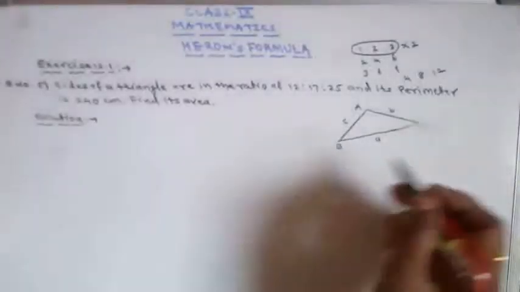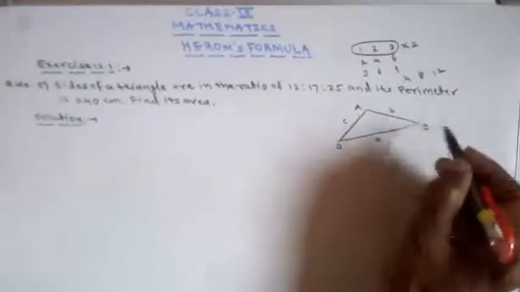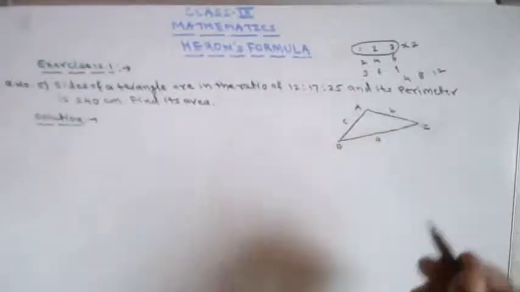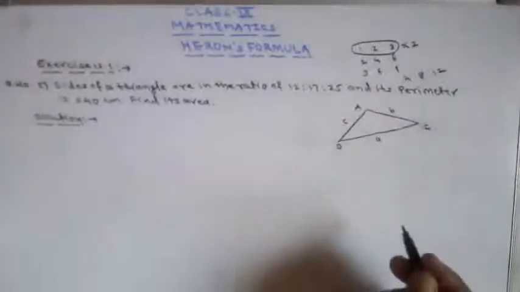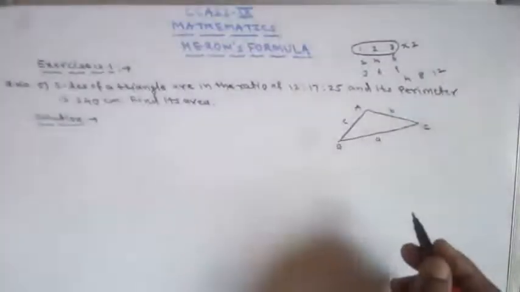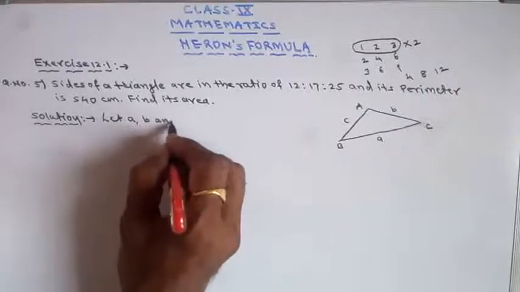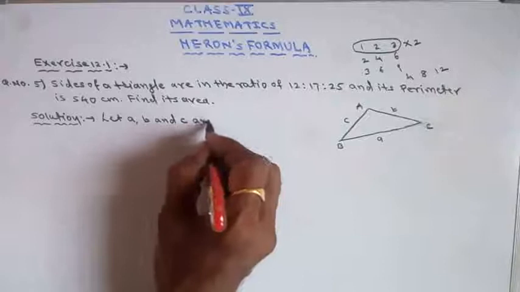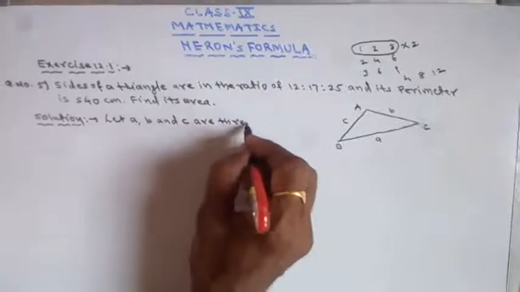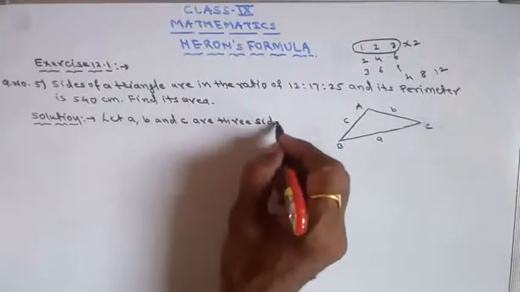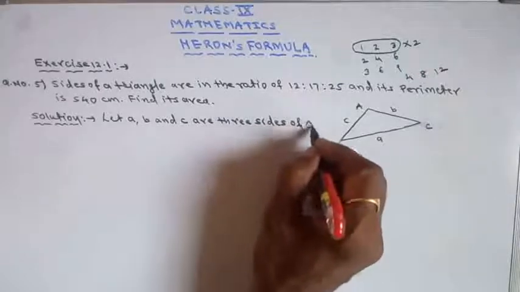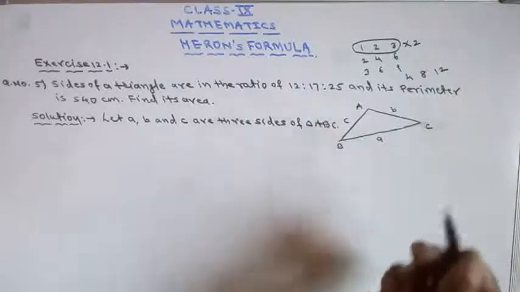So students, here a, b, c are three sides. Suppose now the ratio of these three sides is given. So I am considering that small a, small b and small c are three sides of triangle ABC.